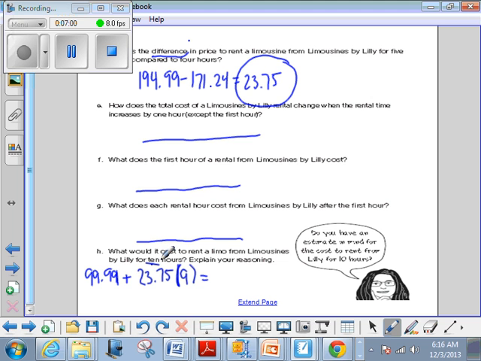$99.99. So we already have that 1 hour accounted for. And then these are the other 9 hours you would have to figure out, plus hours 2 through 10, which is 9 hours total. So go ahead and put your answer there, and then let's look at question I.